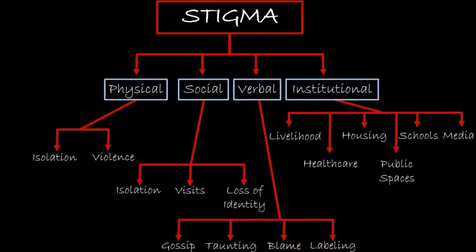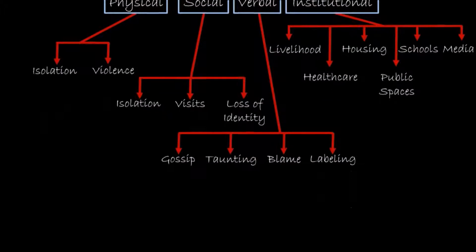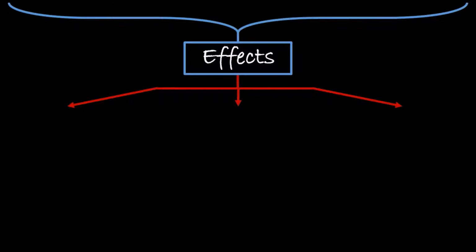So now that we've talked about the different forms of stigma, you might be wondering, what is the effect of this stigma upon a community? We talk about really 3 different effects. It goes from the individual to the family, to the community. So it goes from microcosm to macrocosm.